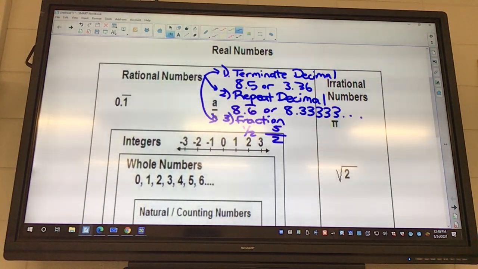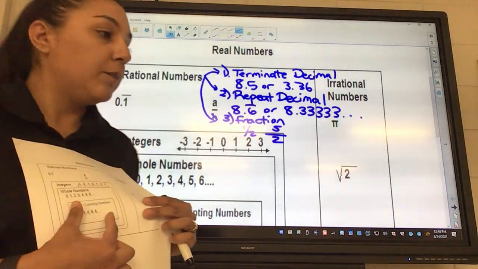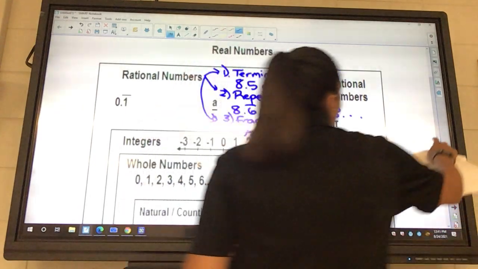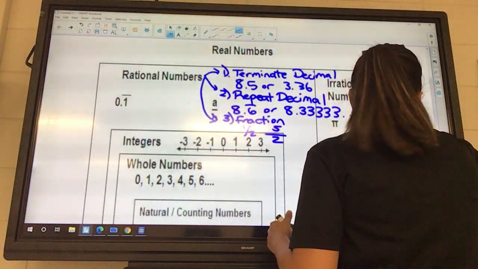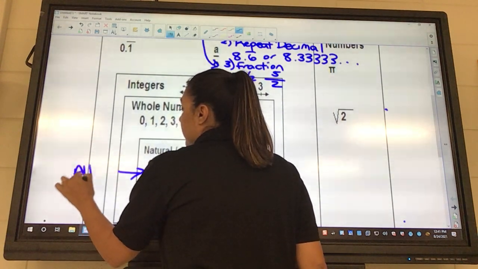So, if you look at this box, see how there's a little tiny box, and then the box gets a little bigger, and then a little bigger, and a little bigger. So the very inside box, the natural numbers, these are all positive numbers. They're all positive.